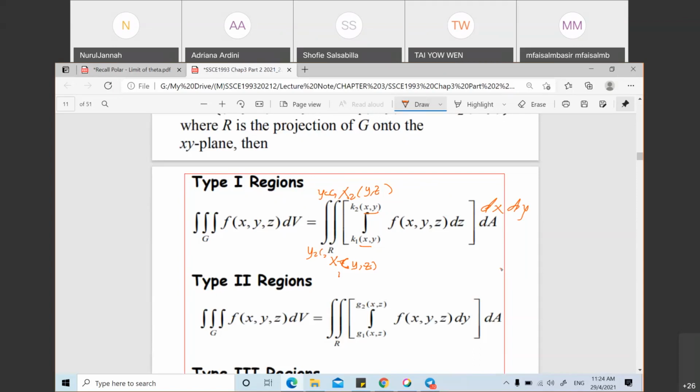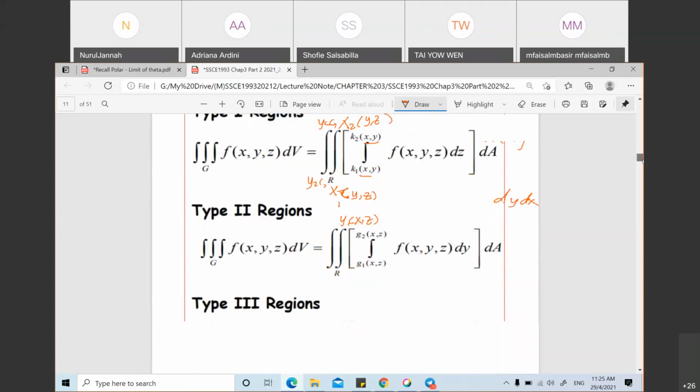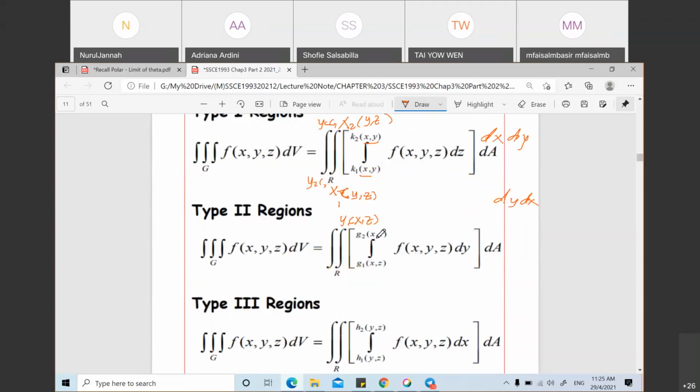Okay, if I put dy dx, the inside one should be a function of xy, but the second one should be a function of xz, or x only, or z only, or constant. The outermost should be constant. Same for the others. If you see here, if I put y here, y must be a function of xz. Put x, x must be a function of yz. Other than this variable.